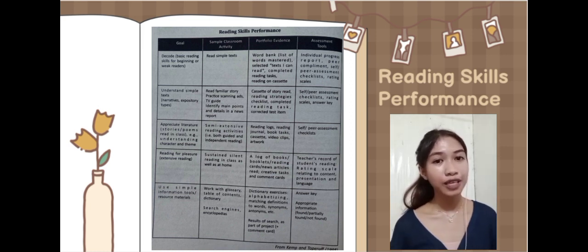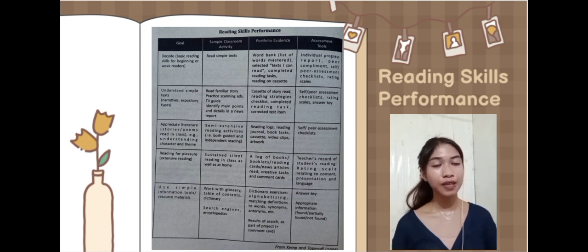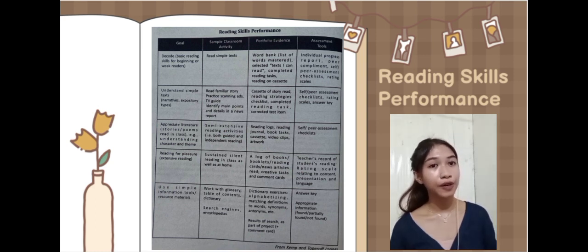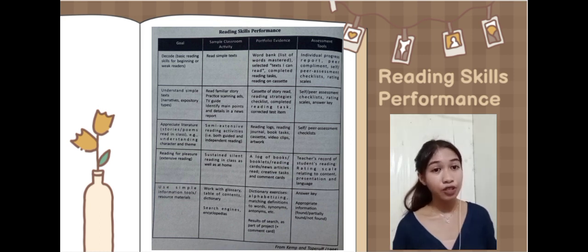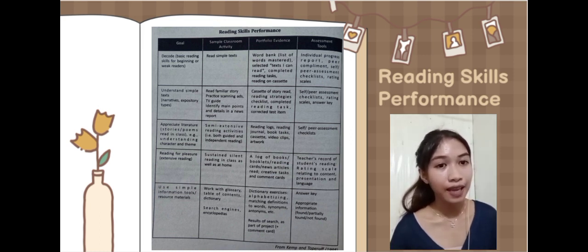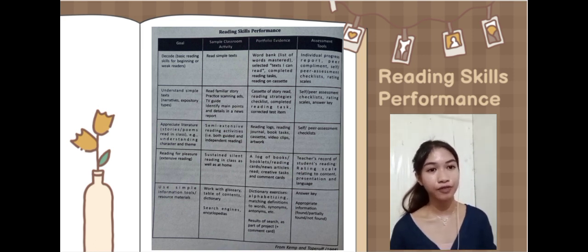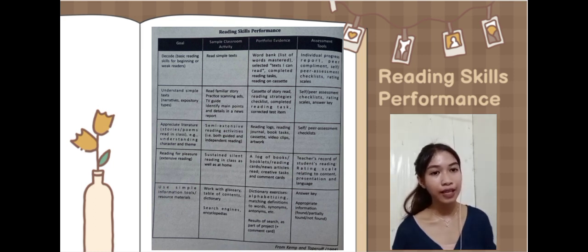And if your goal is reading for pleasure, extensive reading, your sample classroom activity will be sustained silent reading in class as well as at home. Your portfolio evidence, a log of books or booklets or reading cards, news articles, and also creative tasks and comment cards. Your assessment tools, teacher's record of students' reading, rating scale, and also rating content, presentation, and language.